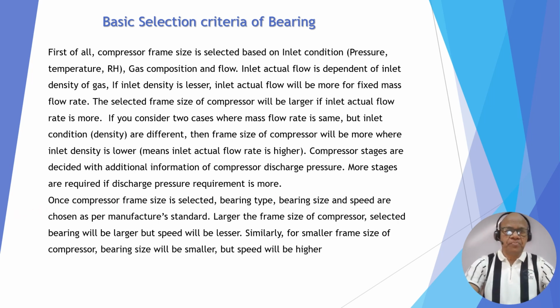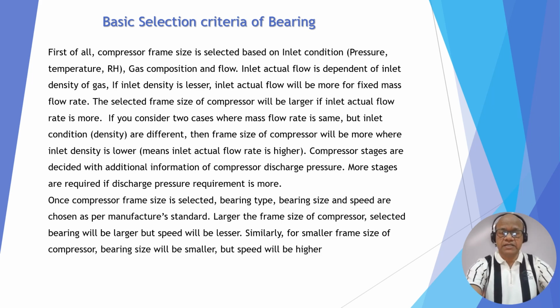So once the compressor frame size is selected, bearing type, bearing size, and speeds are chosen as per the manufacturer's standard. So these are already standardized things. The larger the frame size of the compressor, the larger the selected bearing will be, but the speed will be lower. Similarly, for a smaller frame size of the compressor, bearing size will be smaller, but the speed will be higher. So now the bearing is selected.